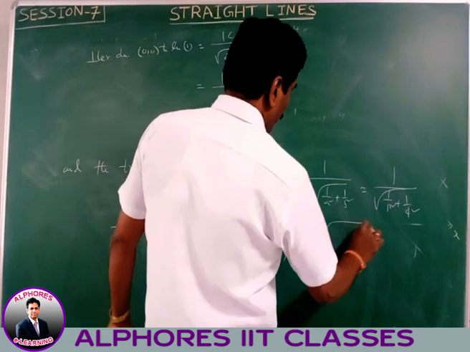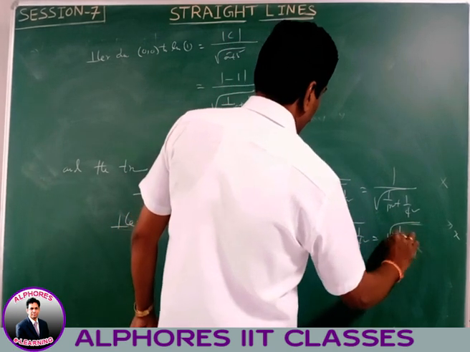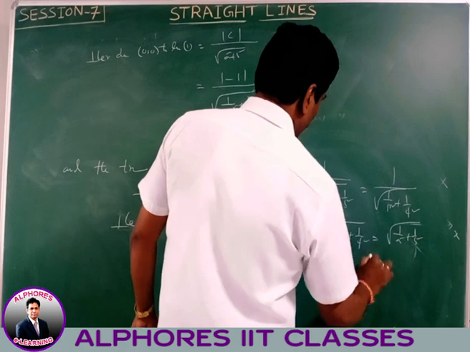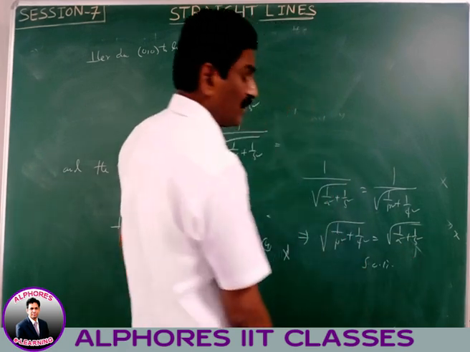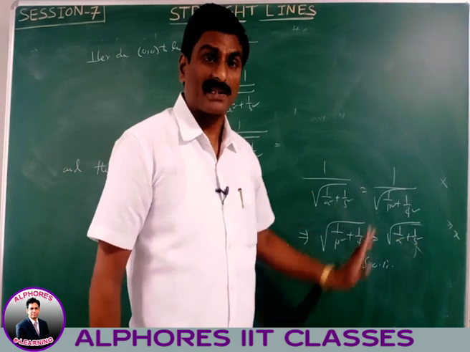Next, root over 1 by p square plus 1 by q square is equal to root over 1 by a square plus 1 by b square. Squaring on both sides, what is the value? 1 by p square plus 1 by q square is equal to 1 by a square plus 1 by b square. It is the required value.